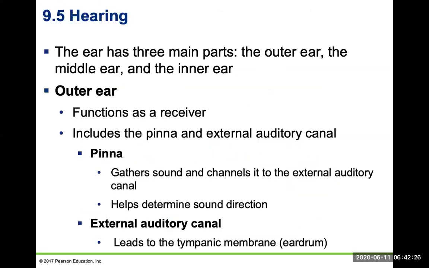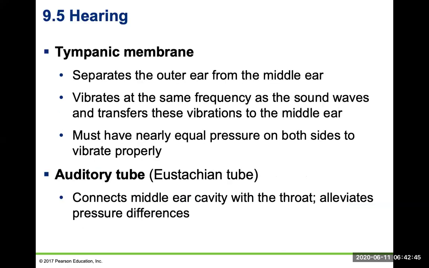There's three main parts to the ear: the outer, middle, and inner ear. The outer ear functions as the receiver, and it includes the pinna, which is the outer ear that you can feel, and the external auditory canal, which is just the area of the ear canal that will lead to the tympanic membrane or the eardrum.